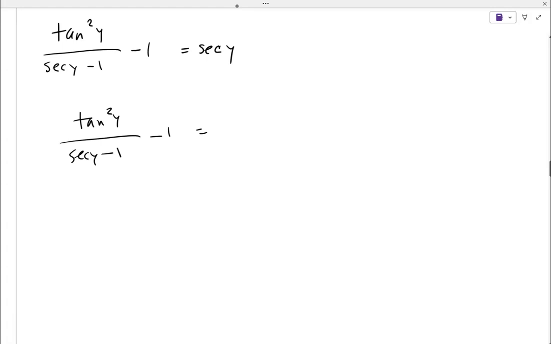In particular, probably the easiest way to do it is to recognize what to replace this tangent y with. Remember that 1 plus tangent squared, as an x, or even a theta, is secant squared theta, right? That's one of our Pythagorean identities. So what can you replace tangent squared y with using that identity? Yeah, the secant squared -1, right?